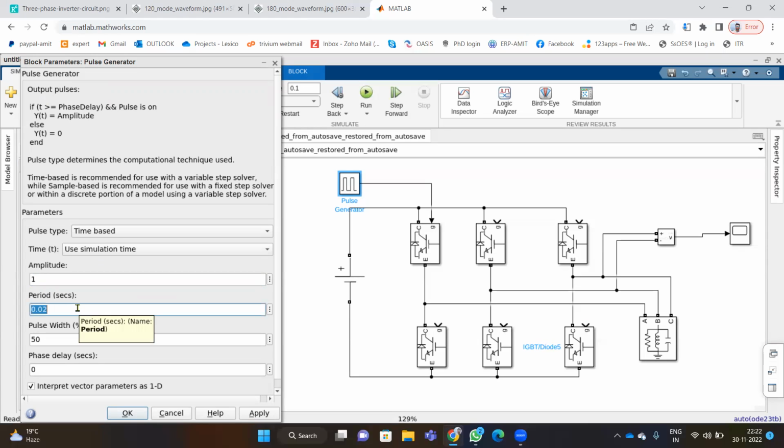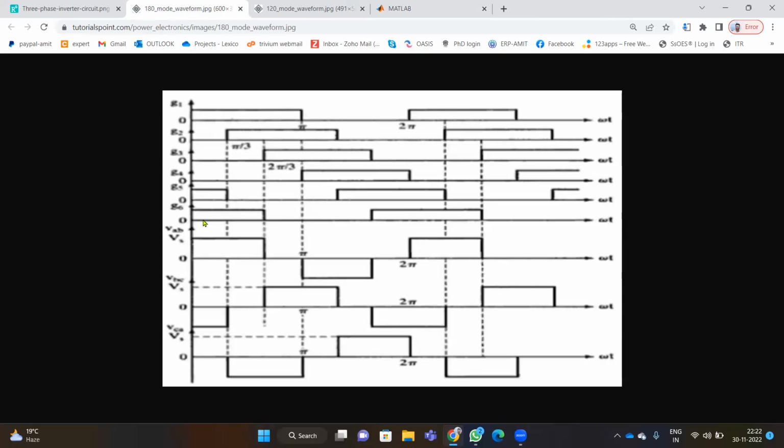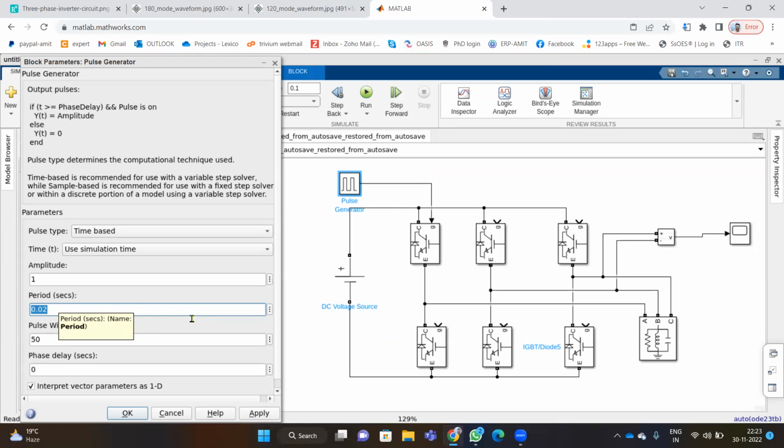Now, I have taken 0.02 because if you see the diagram for this one, whatever the pi to 2 pi mode, based on these gate pulses, you will get the output of the inverter. So the output of the inverter will be between 0 to 2 pi, and it will depend on your gate pulses. So the time period of the gate pulses will be similar to the time period of the output waveform. That's why I have taken 0.02. If you want to work on 60 hertz frequency, you can take the reciprocal of 60 hertz and place it here, 0.0167.